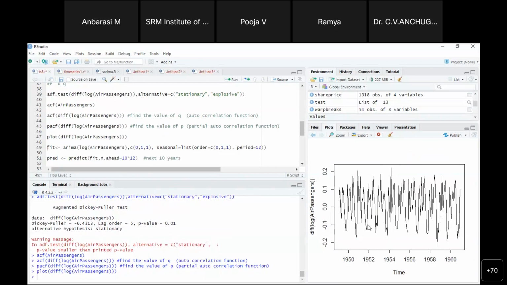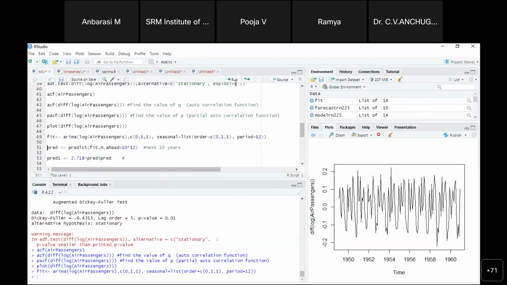Once you plot the graph, now you see the mean value will be 0. So whenever you find the difference, then what will happen? The mean value and the variance value will be 0. There is no uptrend and downtrend. So from this we can say that the given data set is stationary. So after that, what you are going to do? We are going to fit the model.